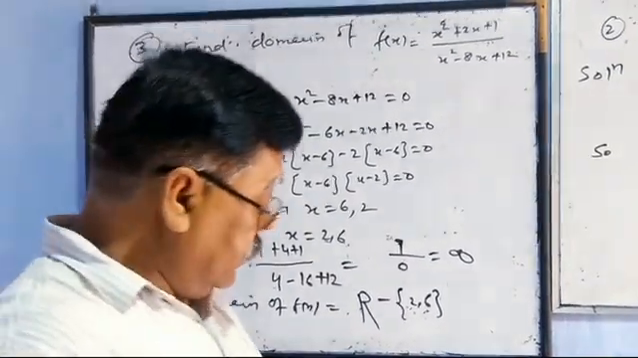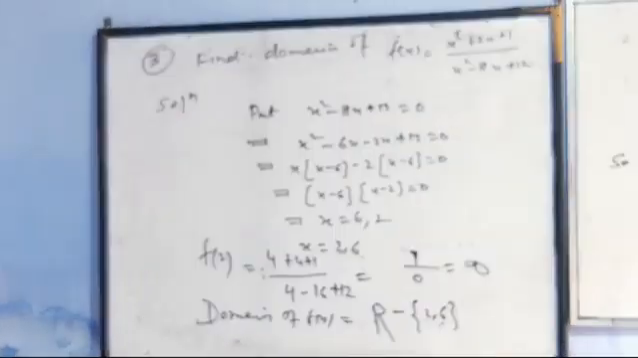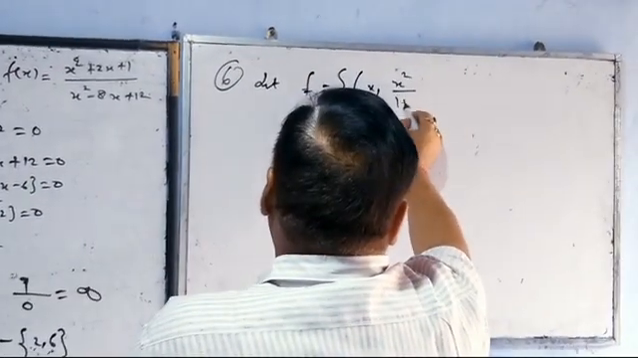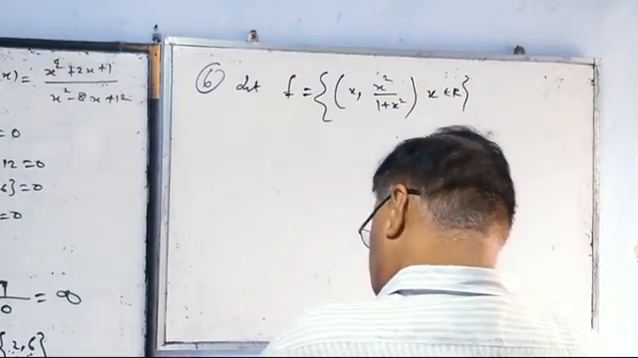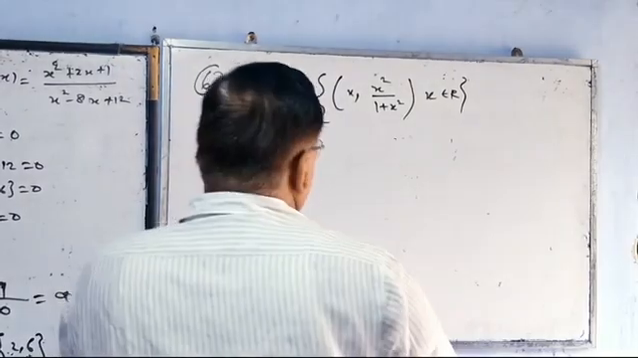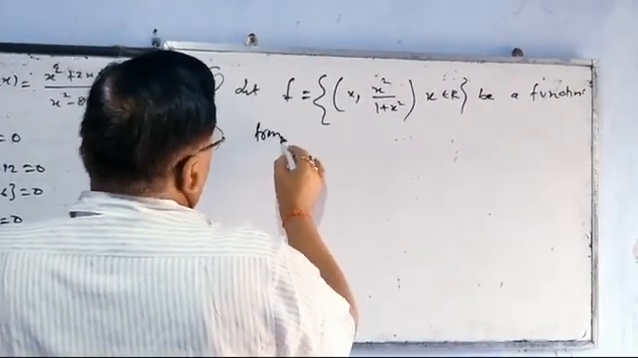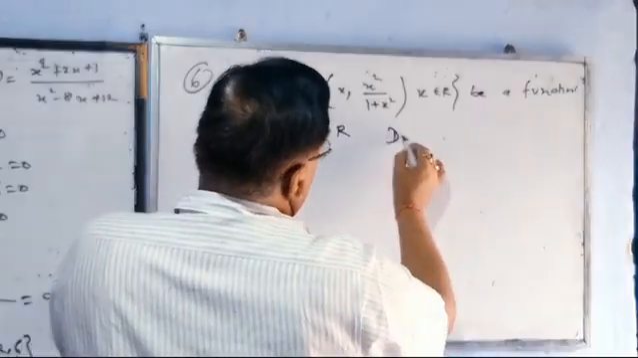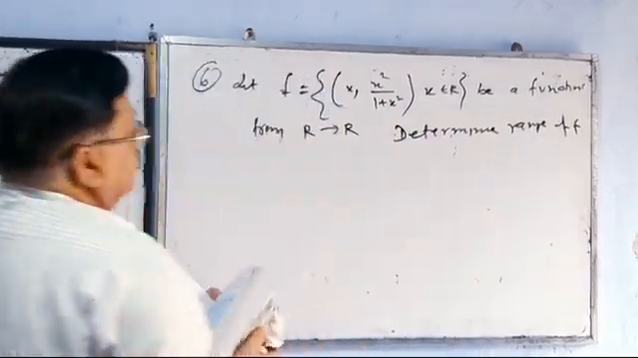Now I am taking question number 6 before you. f(x) equals x square by (1 plus x square), x belongs to R, be a function from R to R. Determine the range of f. What is the range of f?